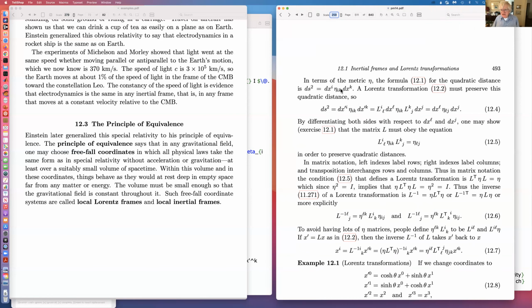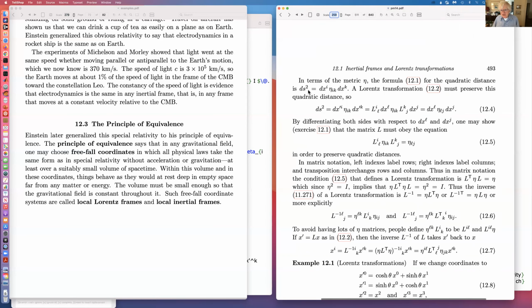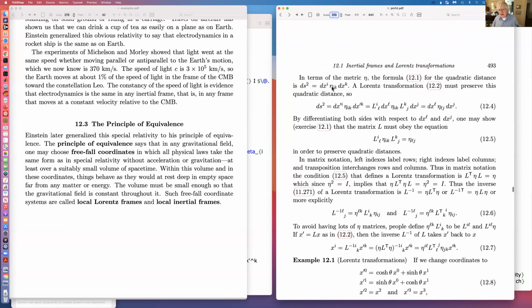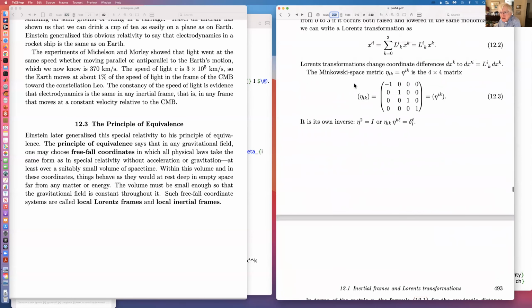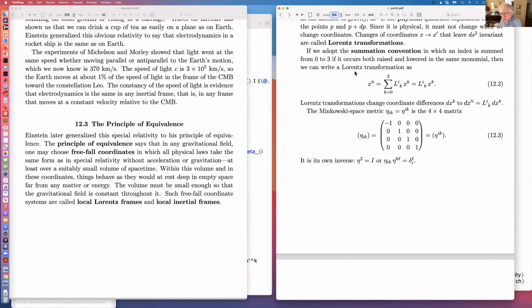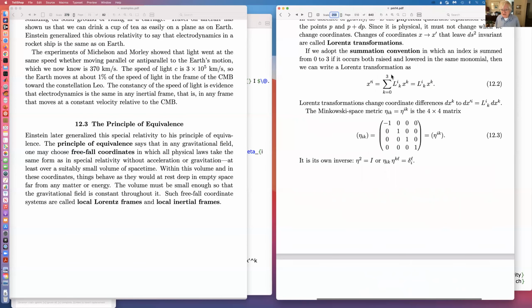This infinitesimal distance between 2 points that are separated by dx^i, say, this is dx^i eta_ik dx^k. When you have an upper index and a lower index that are the same, that means you sum over i from 0 to 3, and here you sum over k from 0 to 3. That's the summation convention, which Einstein introduced more than 100 years ago, and he just got tired of writing this sum symbol.